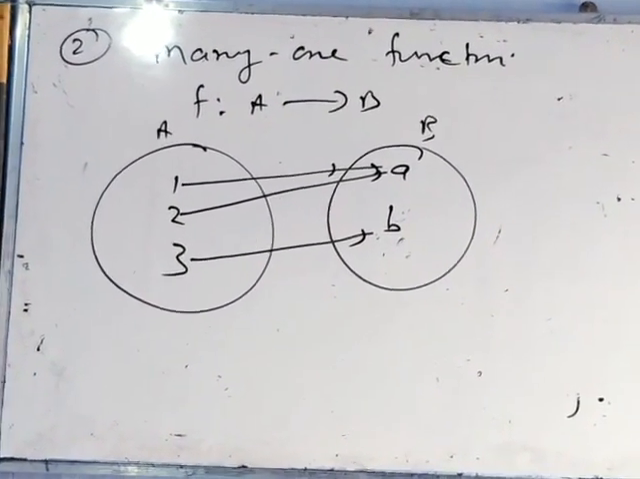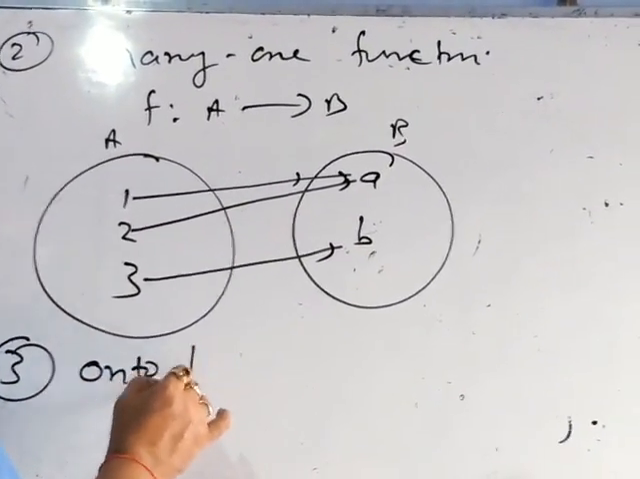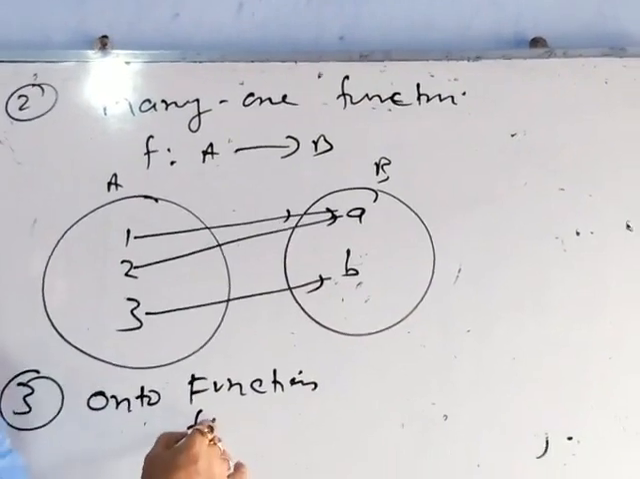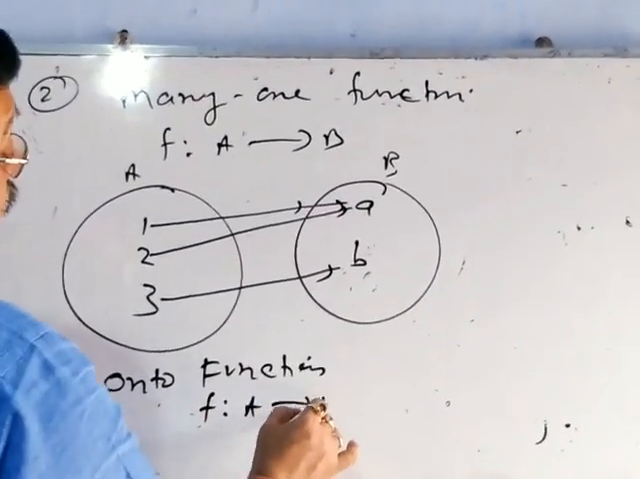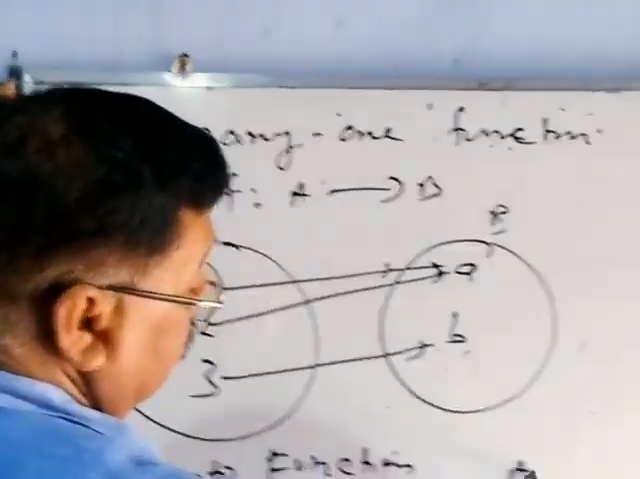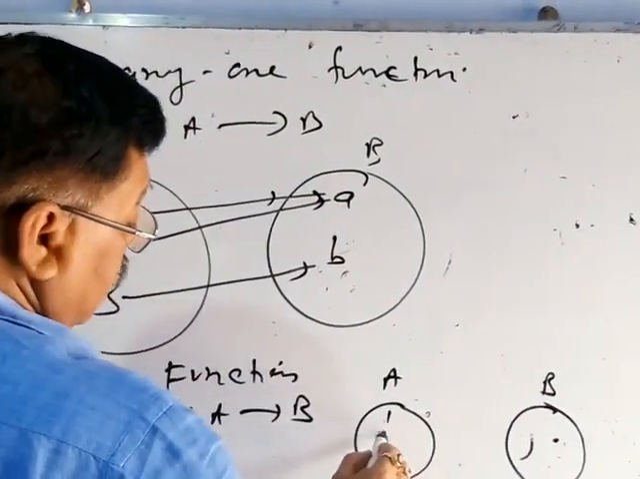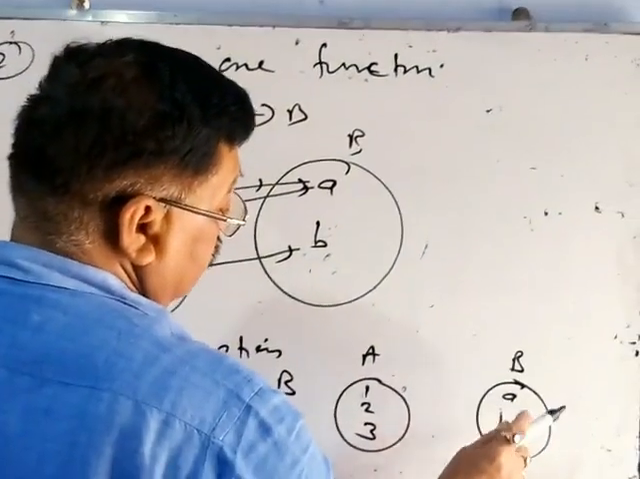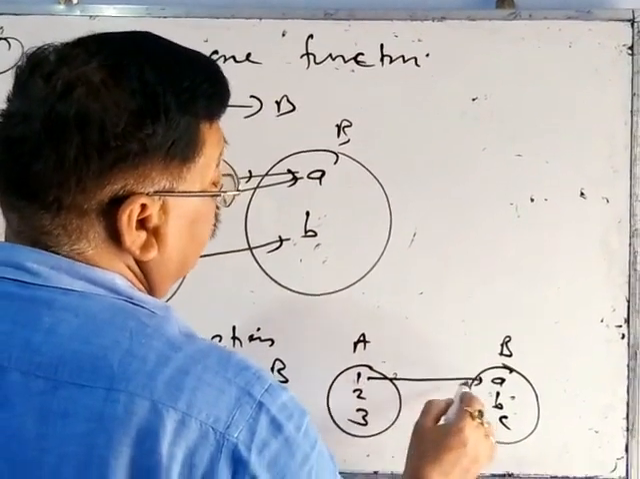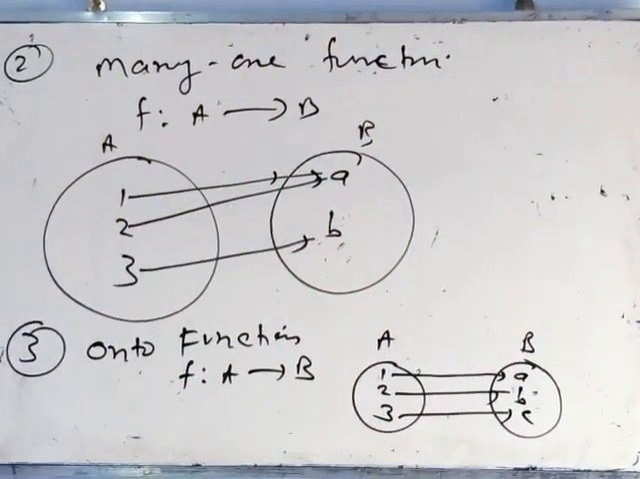Now the onto function, student. Here f is a function from A to B. So set A and set B, 1, 2, 3 and A, B, C. So it is an onto function. No elements of codomain are left.